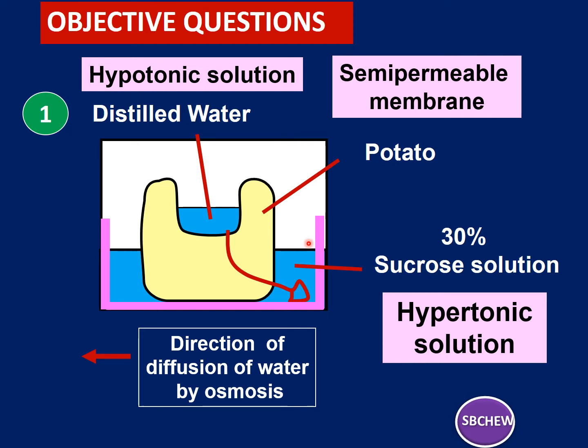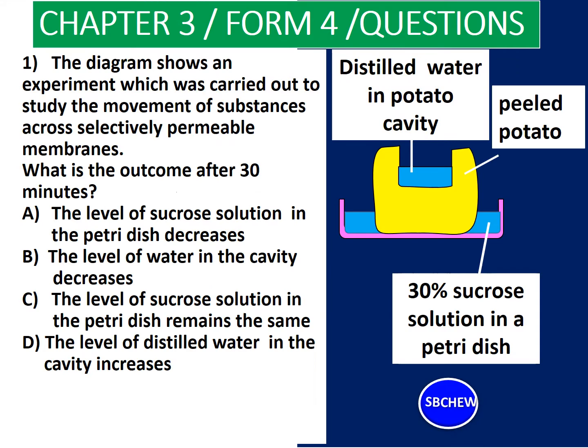Okay, so let's look at the answers and see which one is the correct one. So this is the original question. Which one is the answer? The level of sucrose solution in the Petri dish decreases. That is wrong, it should be increased. Level of water in the cavity decreases. Yes, this is the correct answer. So B is the answer. And C and D, if you read through, they are not the answers. B is the answer.